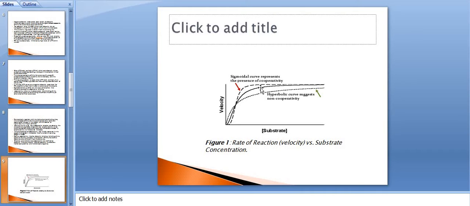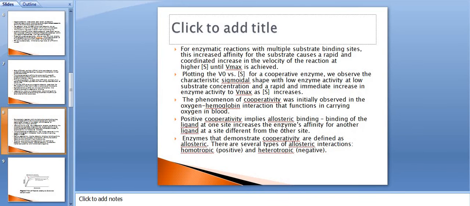The phenomenon of cooperativity was initially observed in the oxygen hemoglobin interaction and its function in carrying oxygen in blood, okay. Positive cooperativity implies that allosteric binding of the ligand at one site increases the enzyme affinity for another ligand at a site different from the first site, okay. Enzymes that demonstrate cooperativity are defined as allosteric.